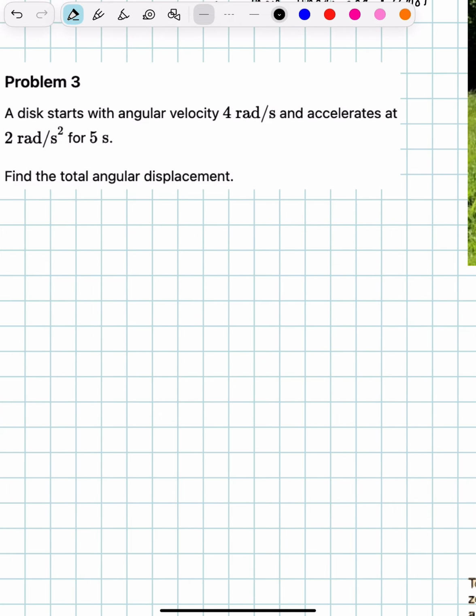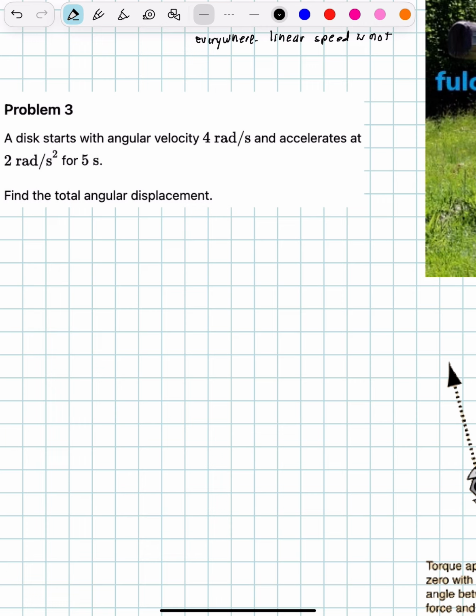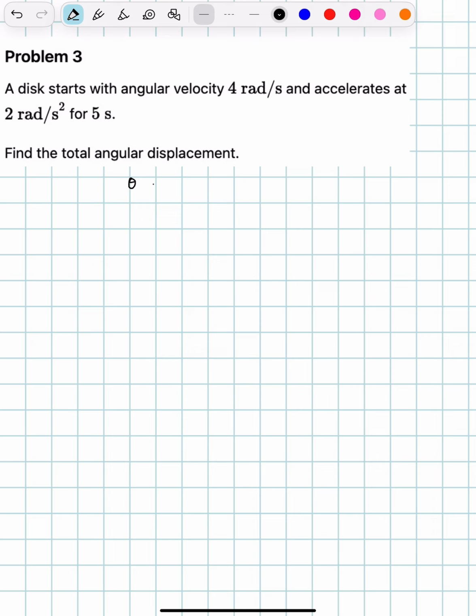A disk starts with angular velocity of 4 radians per second and accelerates at 2 radians per second squared for 5 seconds. Find the total angular displacement. Okay, so in order to find the angular displacement, we're going to use this kinematic equation for a rotation. So we have theta is equal to omega initial times time plus 1/2 times the angular acceleration times time squared.